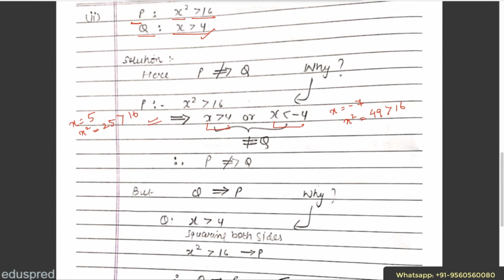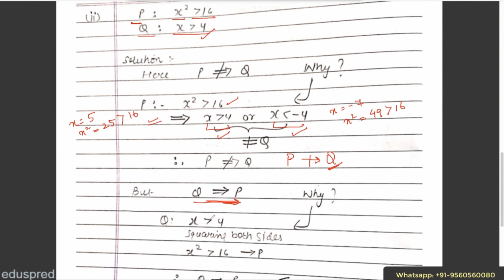So it holds for both these cases, but these two cases are not included in our statement Q. So this is not equivalent to Q, which means that P does not imply Q. That is, if I have x square greater than 16, then this does not guarantee that x would always be greater than 4. It could be the case that x is less than minus 4. So P is not a sufficient condition for Q.